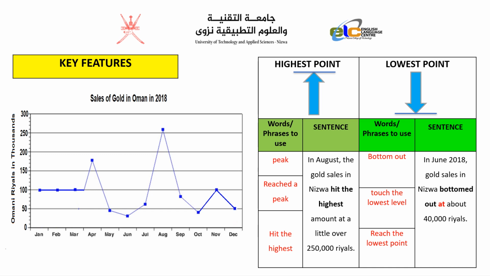On the contrary, for the lowest point, yeah, you heard it right, the lowest point. Check the graph and find the lowest point. Let's see. Did you get it right? Yes, it's the month of June. To describe this trend, you can use the phrases bottom out, touch the lowest level, reach the lowest point. For example, in June 2018, gold sales in Nizwa bottomed out at about 40,000 riyals.